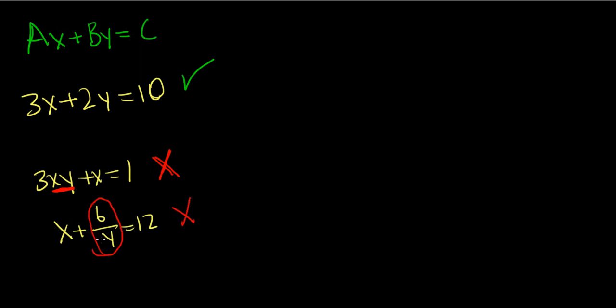Now we're going to look at the final example. We have y equals x squared, and we want to determine whether it's a linear function. And we can immediately tell this is not linear because x has an exponent other than 1. So when the variable has an exponent other than 1, the equation is not going to be linear.